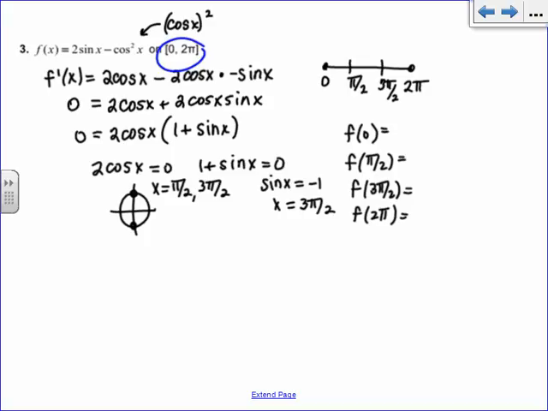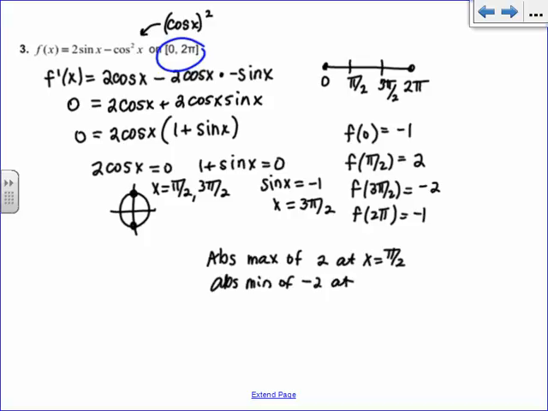So f of 0 is going to be 2 times sine of 0, which is 0, minus cosine of 0 squared. What's cosine of 0? 1, so -1, right? And then same idea for 2 pi. It's exactly the same thing. And if I plug in pi over 2, I get 2 times sine of pi over 2, which is 2, and cosine of pi over 2 is 0. So I get 2. And 3 pi over 2 gives you -2. So the absolute max is going to be 2 at pi over 2. And the absolute min is going to be -2 at x equals 3 pi over 2.